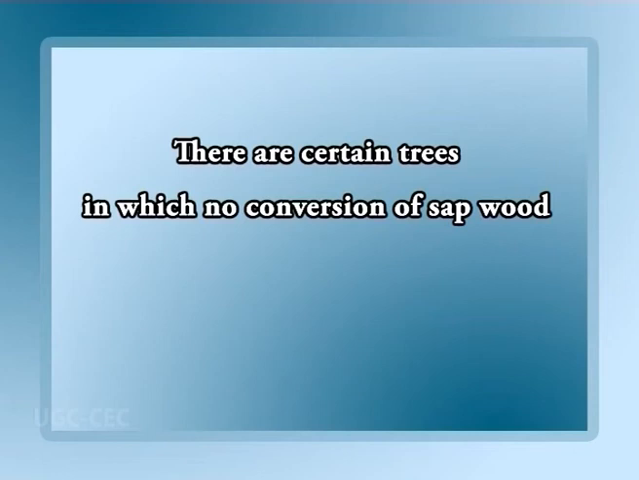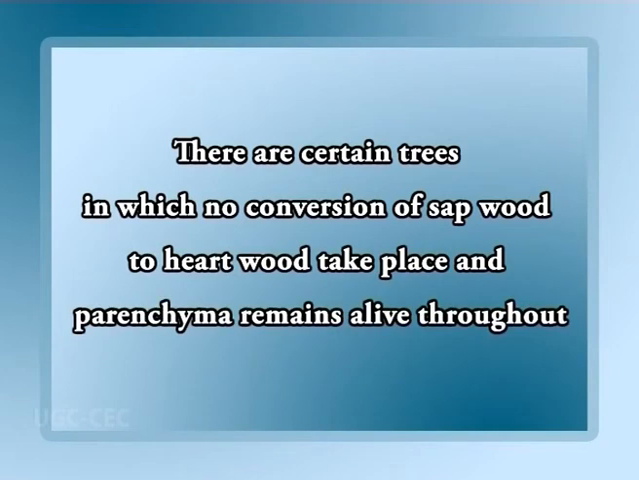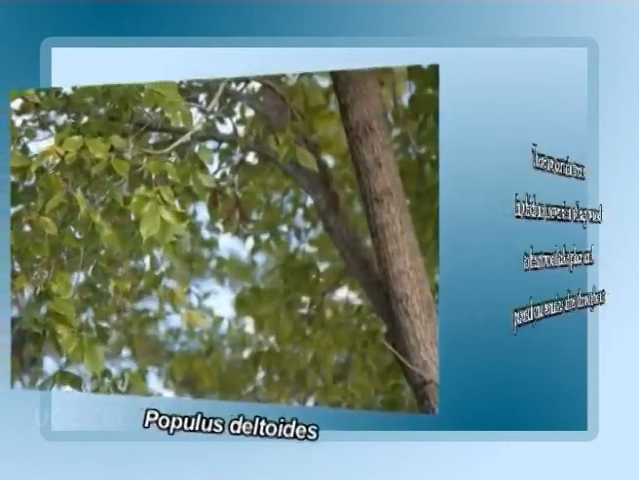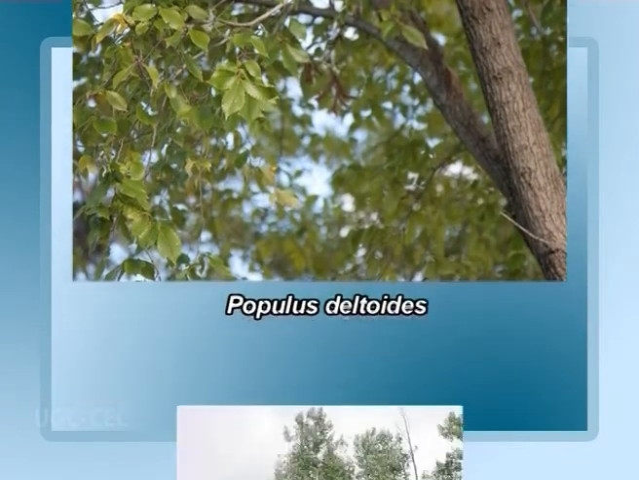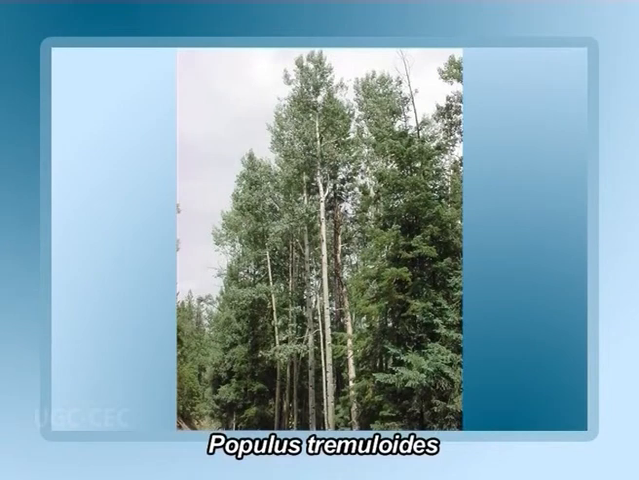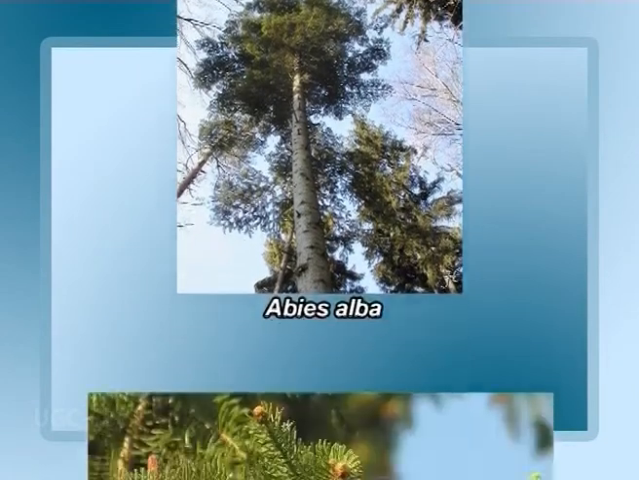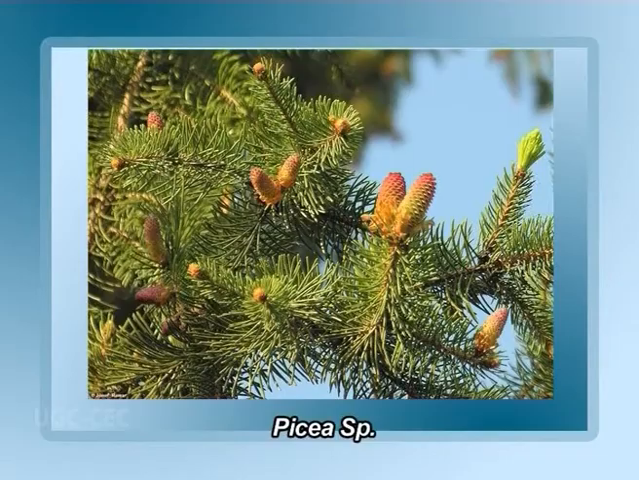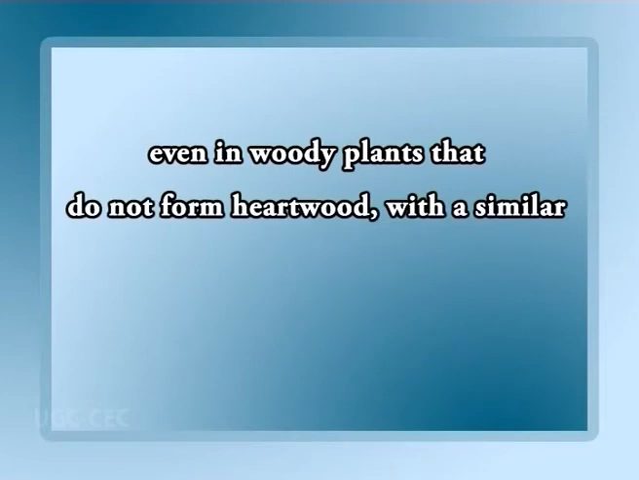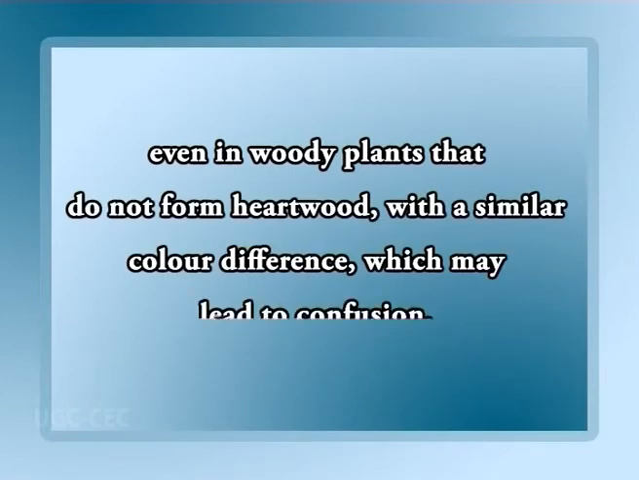There are certain trees in which no conversion of sapwood to heartwood takes place and parenchyma remains alive throughout. For example, Populus deltoides or Populus tremuloides, Sambucus nigra. Now, heartwood may or may not be much darker than living wood. For example, Abies alba and Picea species. It may or may not be sharply distinct from the sapwood. However, other processes such as decay can discolor wood. Even in woody plants that do not form heartwood, similar color differences may lead to confusion.